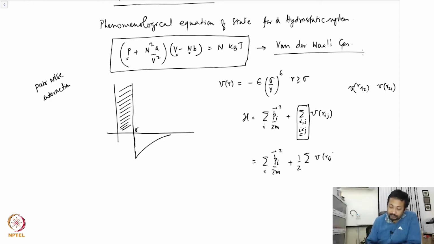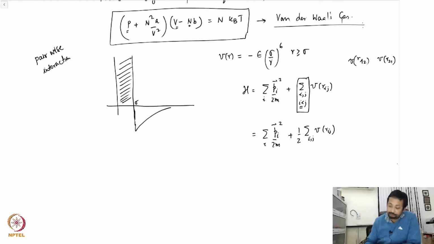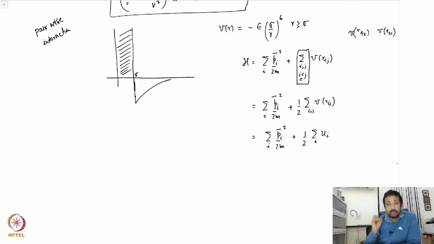Half V(r_ij), where there is an unrestricted sum over i and j, and essentially then this becomes the sum of p_i squared over twice m plus half the sum over i of u_i, where small u_i is the interaction energy of the ith particle. Half the sum over i of u_i is the total internal energy of the system. The first term is the total kinetic energy of the system.